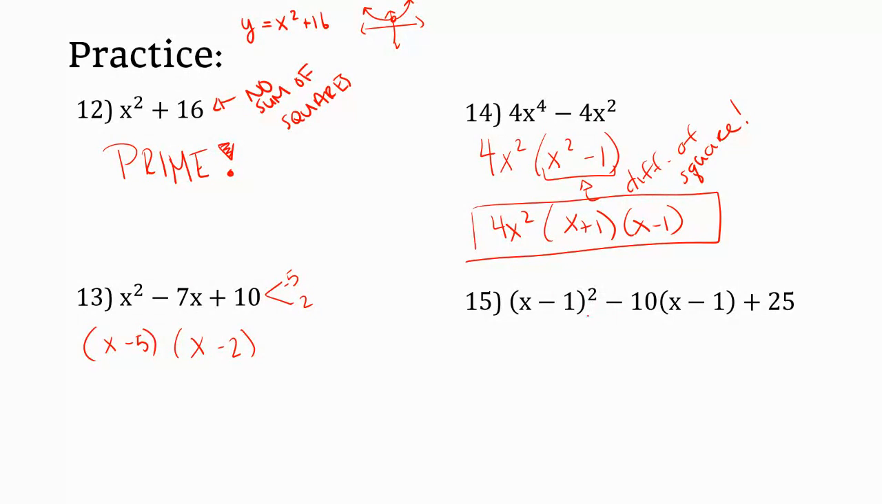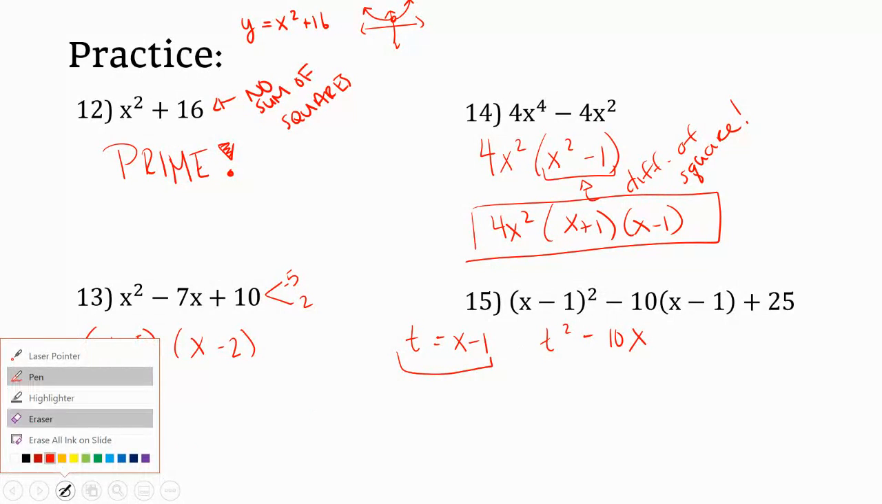Ooh, tricky. You know what? I think I'm going to go over here and just call x minus 1 "t" and come back to that. So this is t squared minus 10x. Oh, why did I write x? I just called it t.